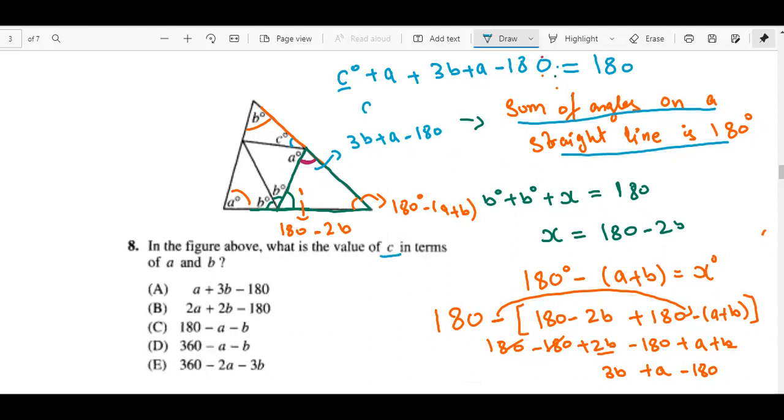So, C would be 180 plus 180 minus 2A minus 3B, right? So this is going to be 360 minus 2A minus 3B. So E is the answer, right? So is this clear, Ishal and Zahir? Yes, ma'am. Okay, perfect.